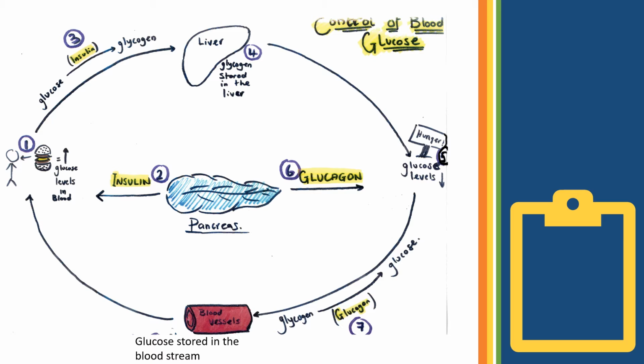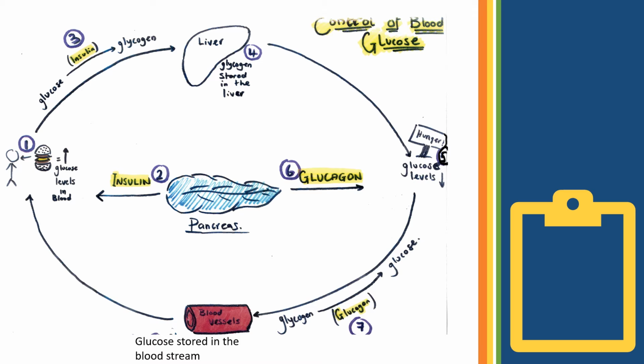So the control of blood glucose, it all starts when a person eats, and if the person eats, then the level of the glucose in the blood will increase. This causes the pancreas to produce insulin. The job of the insulin is to convert glucose into glycogen. The glycogen is then stored in the liver. And if this process happens again and again, then the level of glucose in the body decreases.